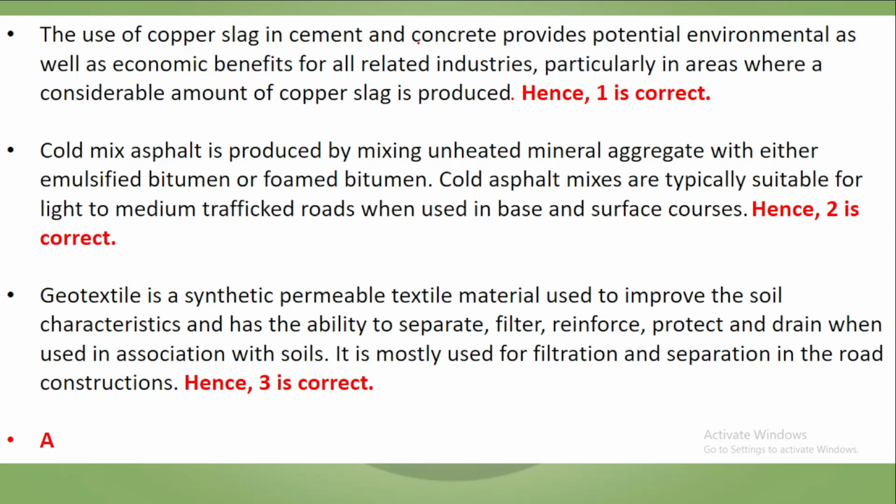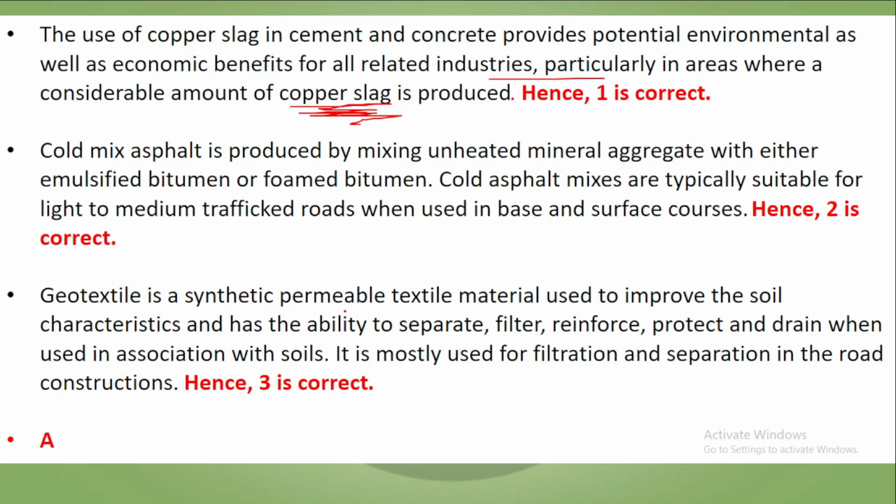Use of copper slag in cement and concrete provides potential environmental as well as economic benefits for all the industries, particularly in areas in which a high amount of copper slag is produced. First is correct. Cold mix asphalt is produced by mixing unheated mineral aggregate with either emulsified bitumen or foamed bitumen. Cold asphalt mixes are typically suitable for light to medium trafficked roads when used in the base and the surface courses. Statement second was correct.